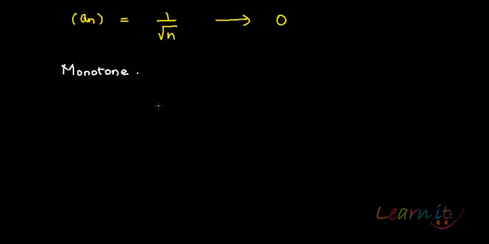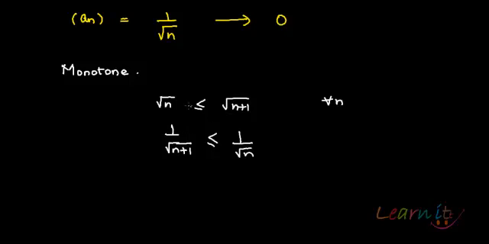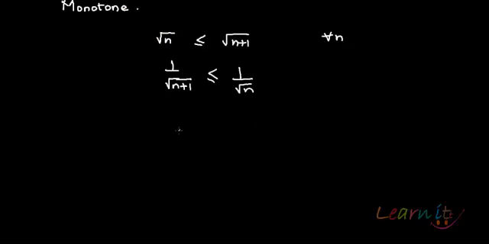Now, whatever term you will have, root n is less than or equal to root n plus 1, right? This will happen for all natural numbers n. So that would mean that 1 upon root n plus 1 will be less than or equal to 1 upon root n, just by the simple relationship of real numbers. So this is term an, this is term an plus 1.